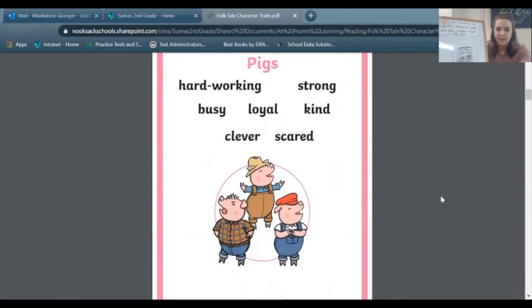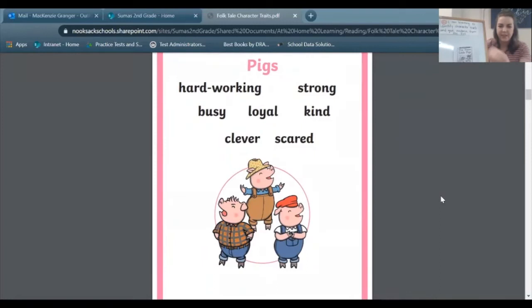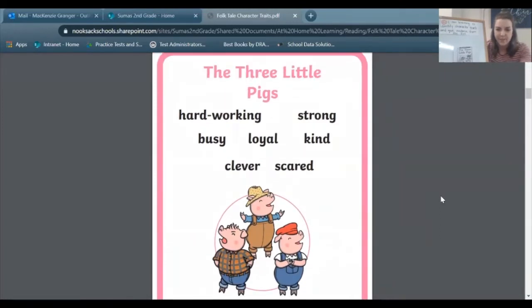Next, we have the three little pigs, and here are some words we can use to describe them. They are hardworking, they are strong, they're busy, loyal, kind, clever, or even scared. They're definitely part of the story. So I want you to think, if you are going to describe the three little pigs on your graphic organizer, what word would you use to describe the pigs?